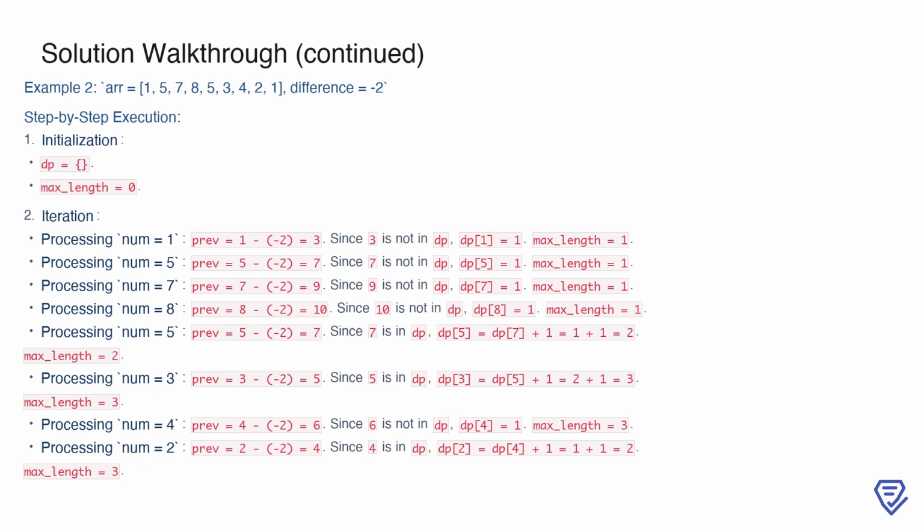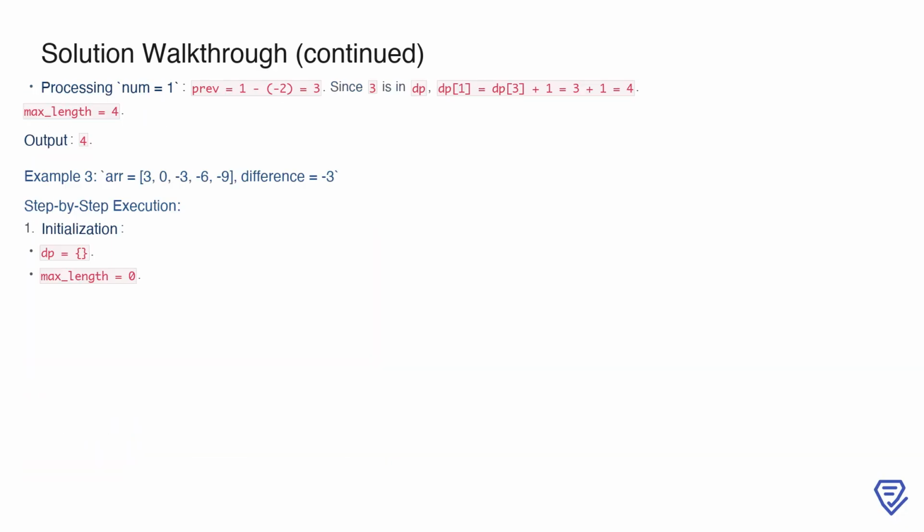Next, for 3, the previous number is 3 minus -2 equals 5, and since 5 is in DP, we extend the subsequence ending at 5 by adding 3, setting DP[3] to DP[5] plus 1, which is 3. Max_length becomes 3. Continuing with the same example, for the number 4, the previous number is 4 minus -2 equals 6. Since 6 is not in DP, no subsequence ends with 6, so we start a new subsequence with 4, setting DP[4] to 1, and max_length remains 3.